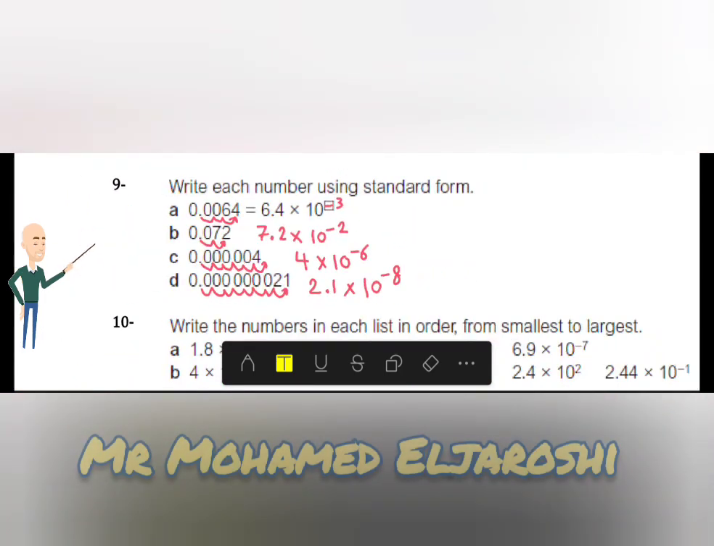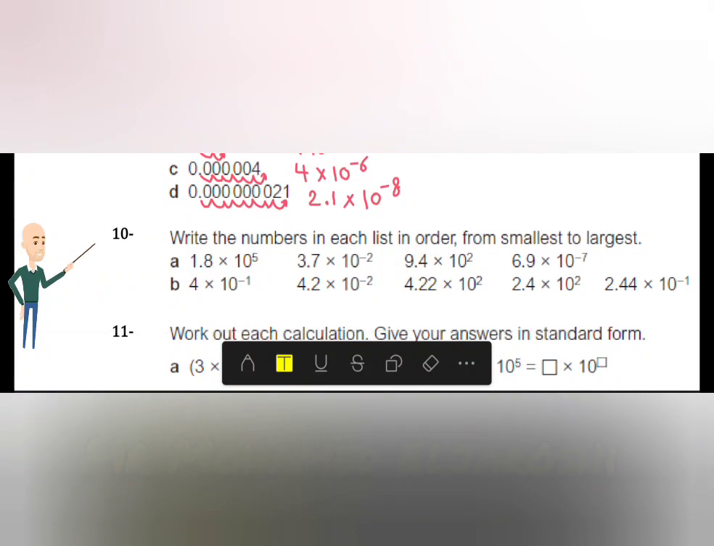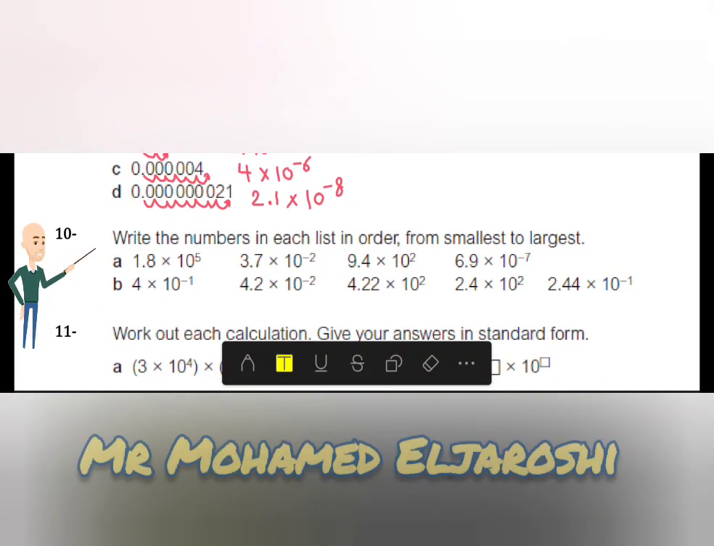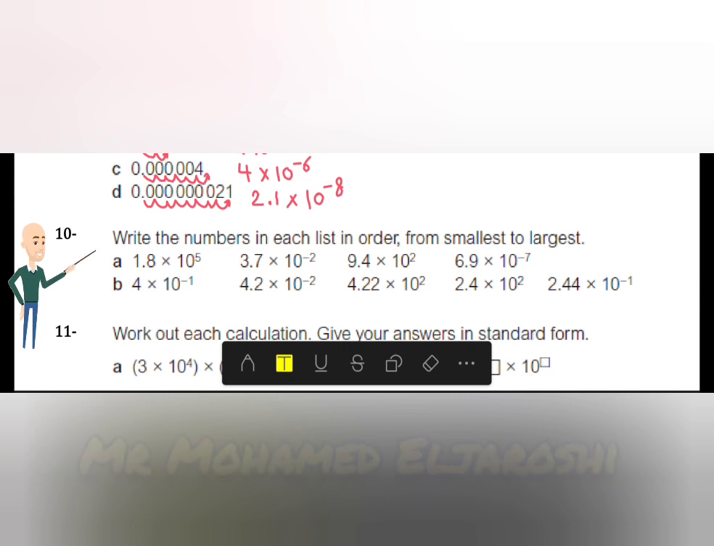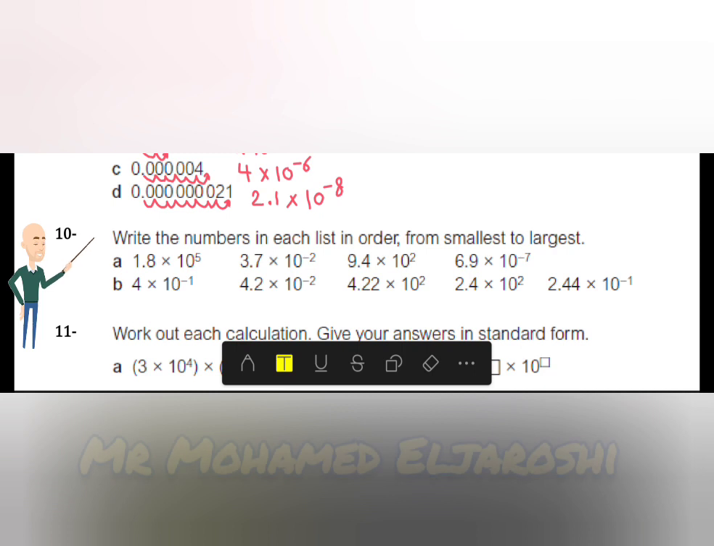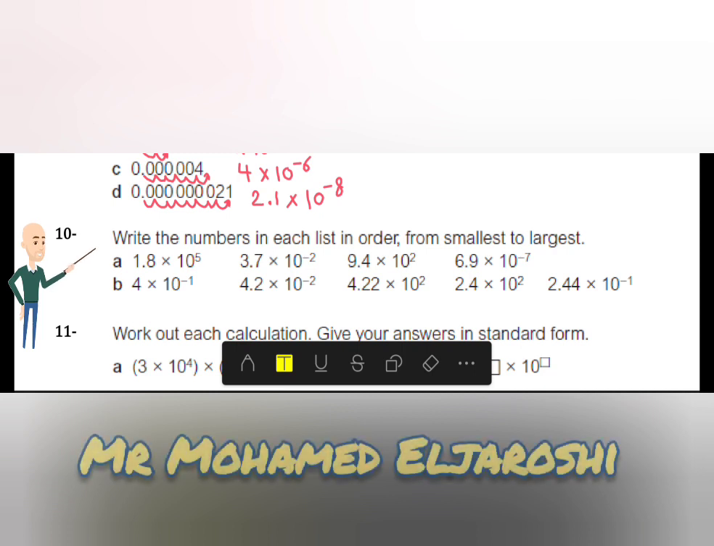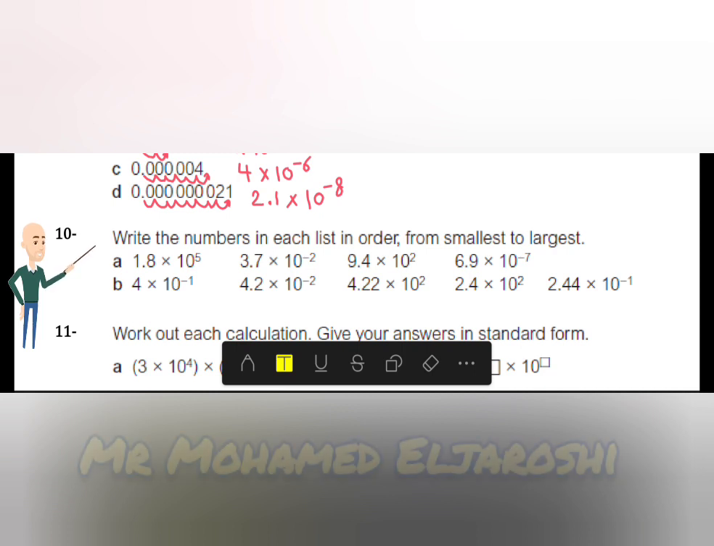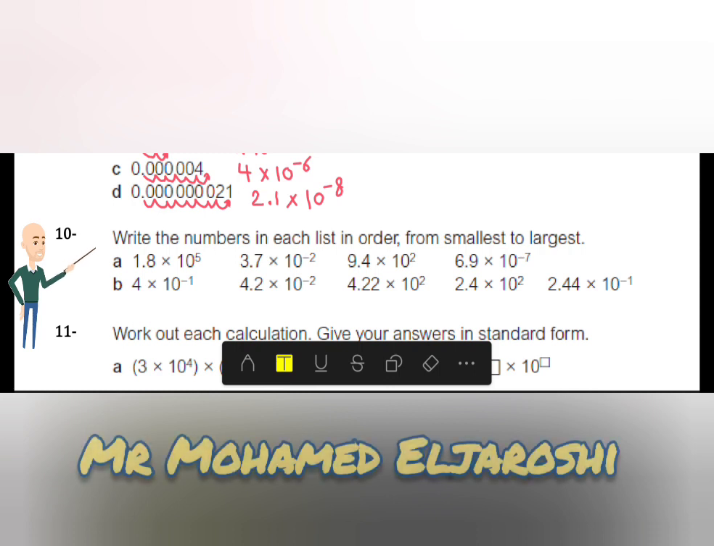Now, let's move on to the next question. Question 10 here. Write the numbers in each list in order from smallest to largest. Okay, that's a good question. It's easy to answer. There's two ways to answer this question. One of them is faster and easier, which is using the powers. And the other one is using the calculator to calculate the numbers and finding which one is the biggest, which one is the smallest. Let me show you the easiest way, which is using the powers, okay?